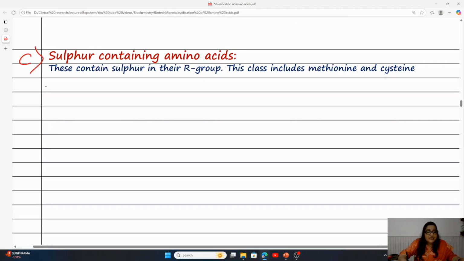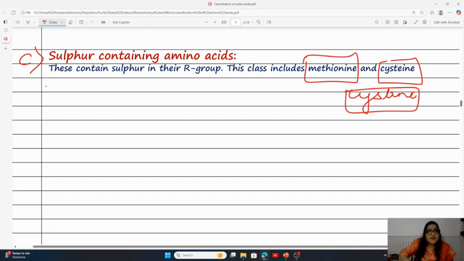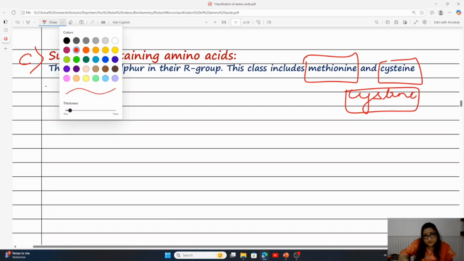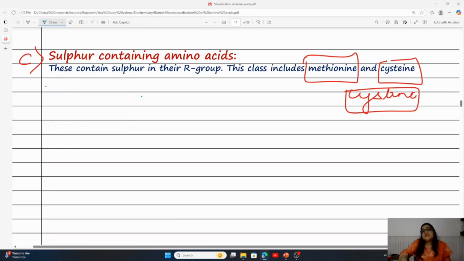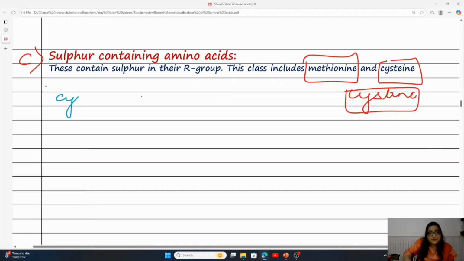There are only three amino acids that are sulfur containing, but basically they are cysteine and methionine, and one is cystine. Let us understand: when two molecules of cysteine join together, it forms cystine. When the amino acids were being studied, there were molecules which contained two cysteine residues. So let's start from cysteine.